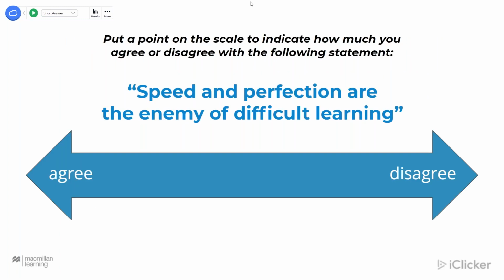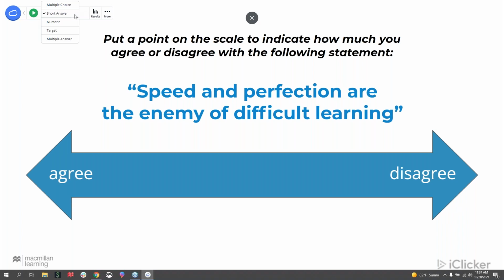Okay, here is another statement. Speed and perfection are the enemy of difficult learning. How much do we agree or disagree with this statement? So you just go ahead and touch where you feel your response should go, and then hit send.